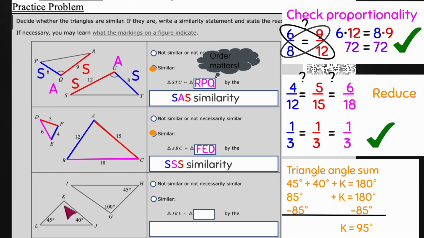So this is 95, not 100, which means that these are not similar because I don't have at least 2 angles matching. And the whole idea here is that if two angles are matching or congruent, then the third angle has to also be congruent. And in this case, that's not going to happen here, right? So this is using our definition and some of our new similarity rules to determine whether or not triangles are similar. I hope that helped, and I'll see you in the next video.